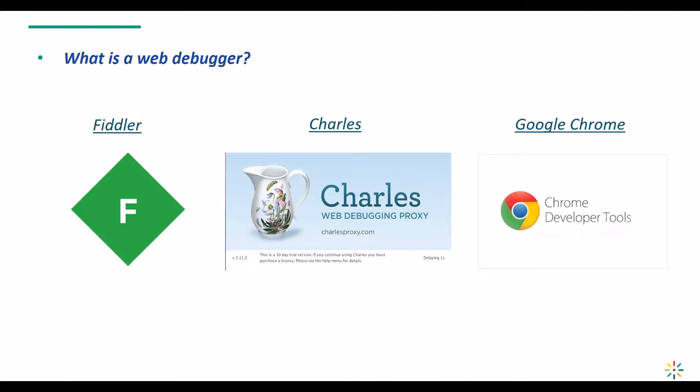What is a web debugger? It's a tool that helps us to debug the traffic between the server and client. In that way we may be able to identify the root cause when a client reports an issue that might be related to a network.